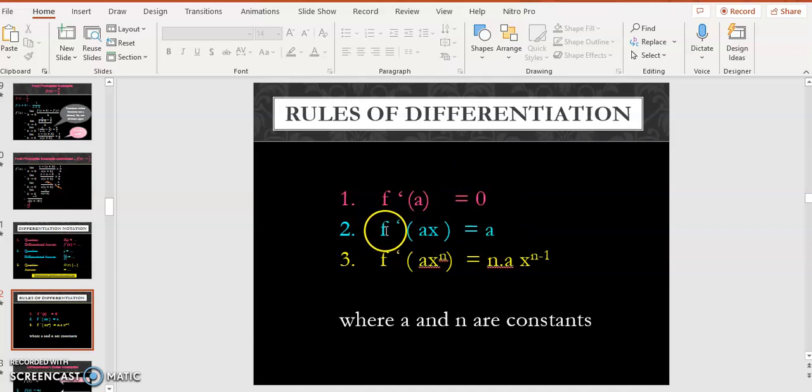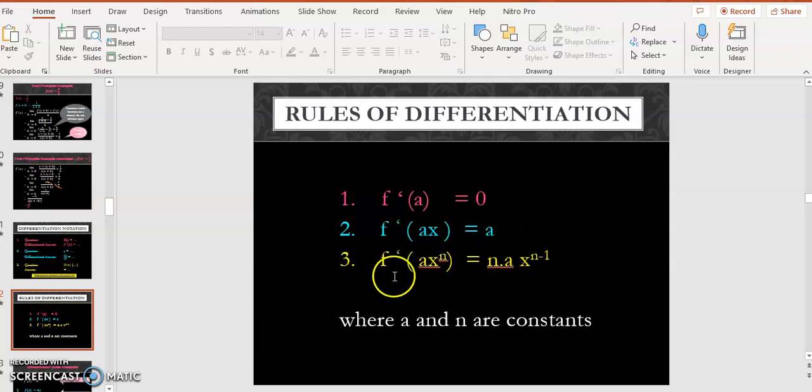Then f prime of ax is equal to a. What does it mean? If I have f prime of 2x, it is going to be 2. F prime of 12x is going to be 12. F prime of 20x is going to be 20.